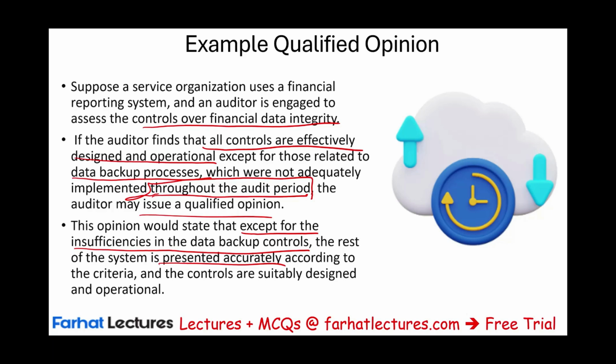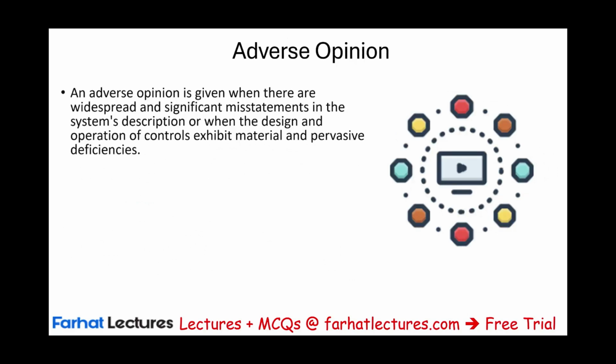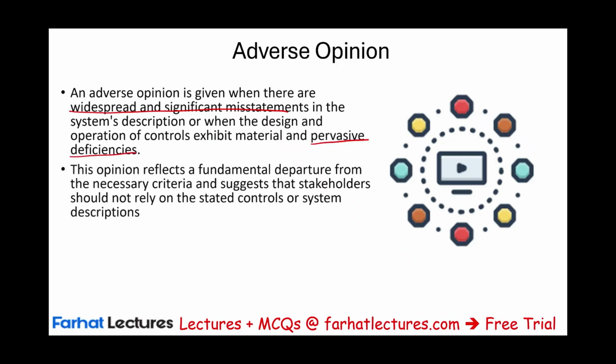Now, if the backup issue is severe and it's affecting many other areas and they're not really doing any backup, then it's something else. It could be an adverse opinion. An adverse opinion is given when there are widespread significant misstatements in the system description, or when the design and operation of controls exhibit material and pervasive deficiencies. It means spread throughout the system. This opinion reflects a fundamental departure from the necessary criteria and suggests that stakeholders should not rely on the stated control or system description, because we have serious issues here, not limited to one area.